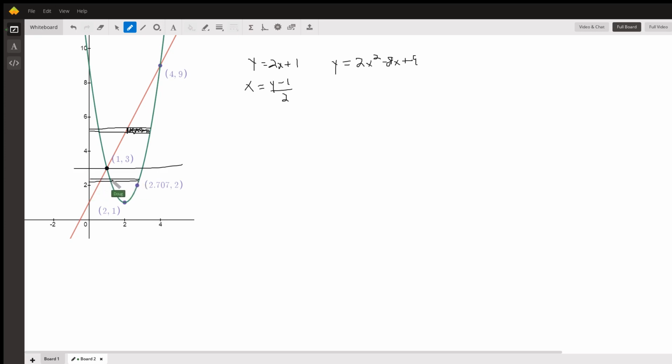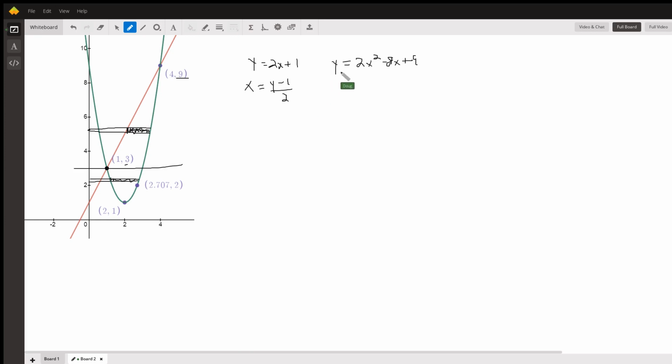And so for the washer method, we're using the formula pi times the definite integral from, in this case, 3 to 9 of outer radius squared minus inner radius squared. So outer radius and inner radius are x values depending on the y value. So we have to solve each of these functions or equations for x in terms of y. For the linear function, that's not too bad. X equals y minus 1 all over 2.